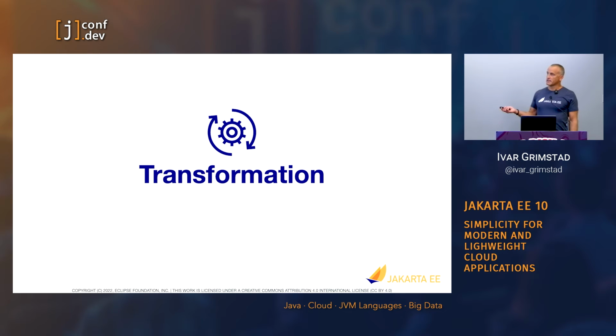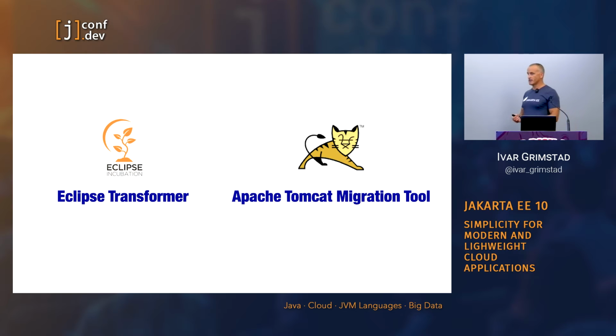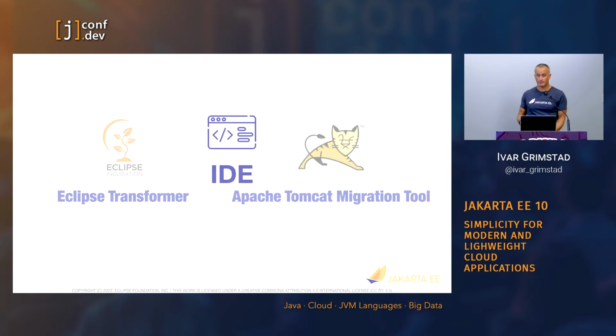And there are, as I said, some tricks you can use. One of them is transformation. With transformation, we're talking about taking the bytecode and transforming it on the bytecode level, so you don't even have to touch your code. You can take an application that is on the JavaX namespace, run it through one of these transformers, Eclipse Transformer or the Apache Tomcat migration tool, and there are some other options out there as well. They fix the bytecode for you, and you can deploy it into a Jakarta 9 server. That's fairly quick.